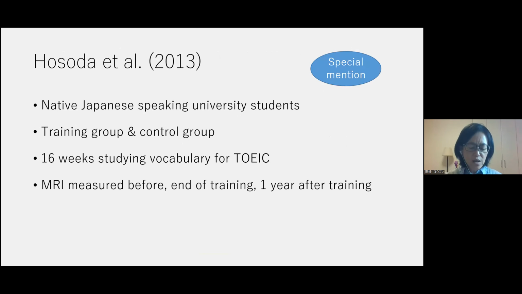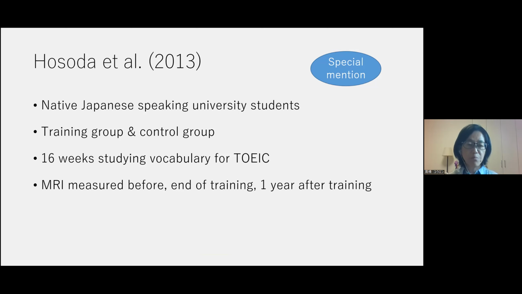And there's one very interesting study that I came across and thought deserves special mention, by a group of researchers, Hosoda and his colleagues, published in 2013. They had a group of native Japanese-speaking university students in the Tokyo area. They had a training group, and they also had a control group who didn't receive any training. They gave 16 weeks of studying vocabulary for TOEIC tests.